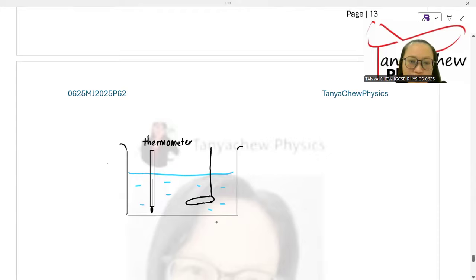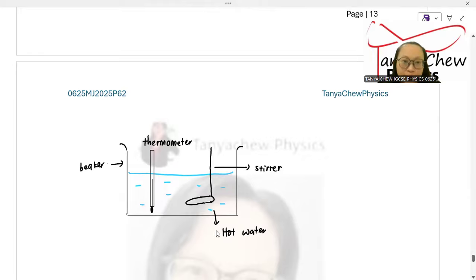Right, because I will need to measure the temperature. This is the stirrer. We have a stirrer, right, to make sure that the heat is distributed evenly. And then this is a beaker. This is hot water. And I am done with my diagram.